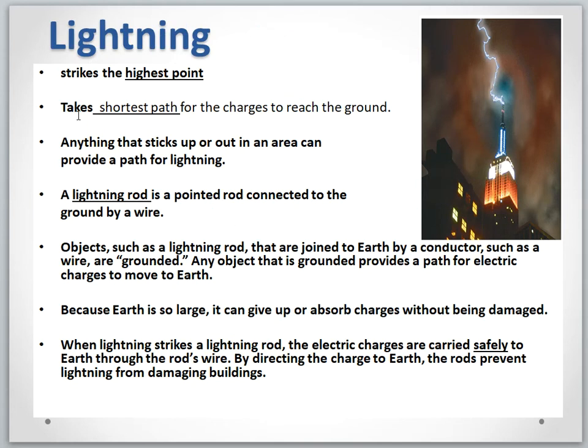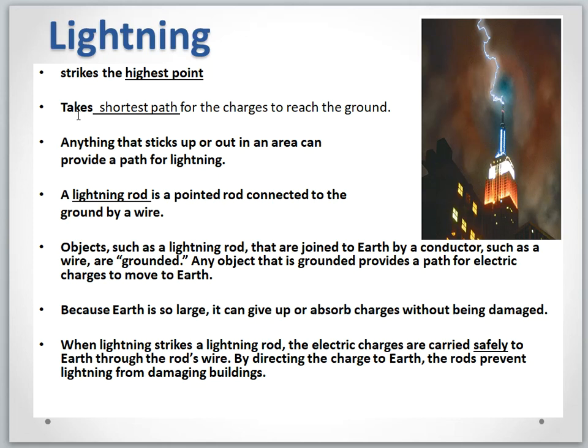So a couple of things about lightning, just a little practical application here. Its strike is going to go to the highest point and take the shortest path, the least resistance, to ground, to the earth. So anything that sticks up is going to be an attractor to the lightning, and that lightning will jump to those highest points first. An example of that is a lightning rod on top of a building. They put that up there on purpose so that the rod can conduct the lightning away from the parts of the building that could be damaged.